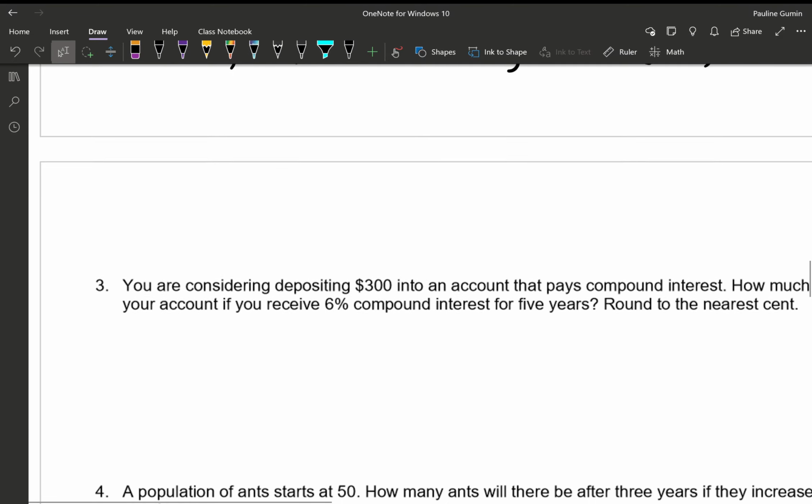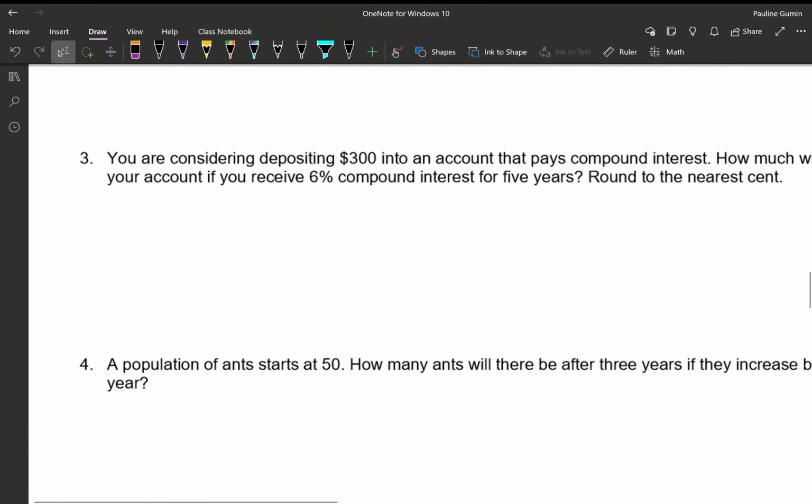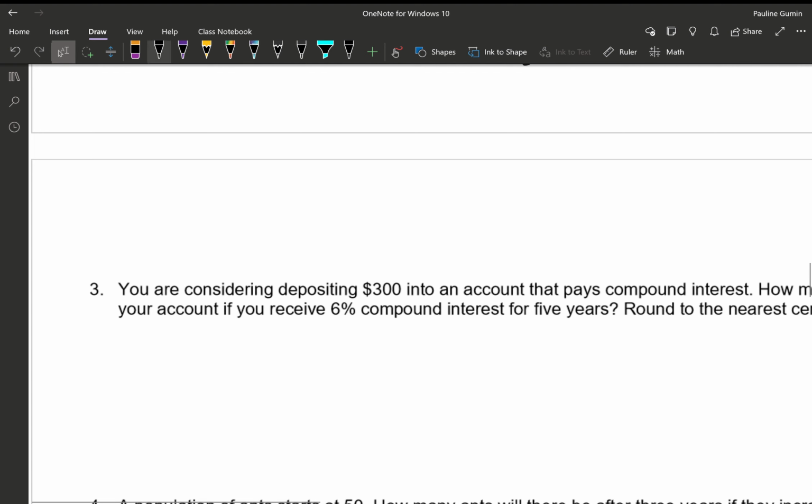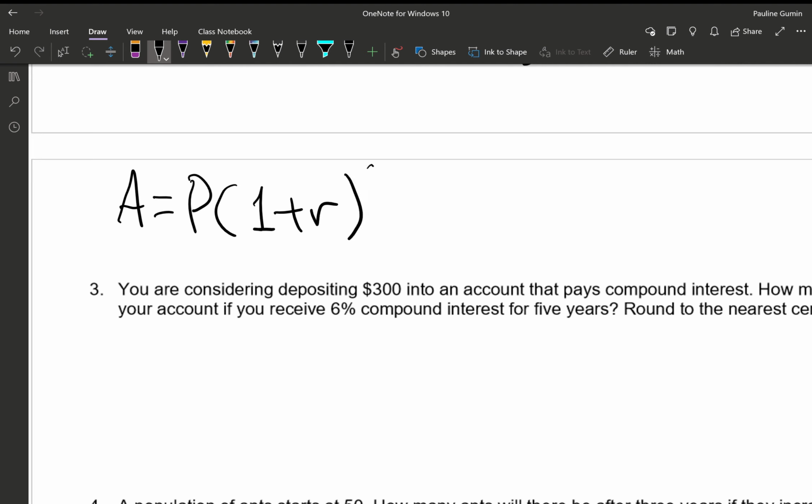Okay, so now we're going to get to more real life stuff. I love this. What we're going to be doing is compound interest, and this is the compound interest formula. Now it's very similar to the one we just saw. A is going to be our total amount, P is our initial, 1 plus R, still have rate, to the power of T for time. So A would be your final amount, so total.